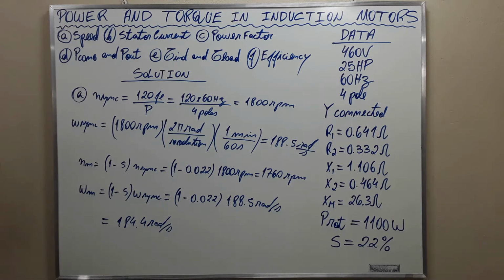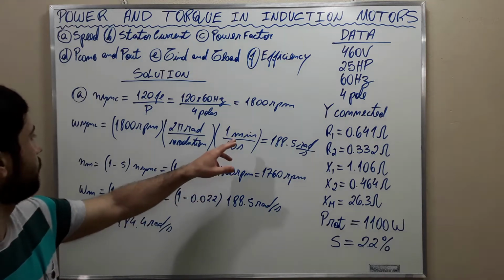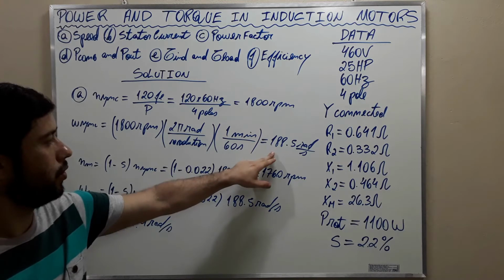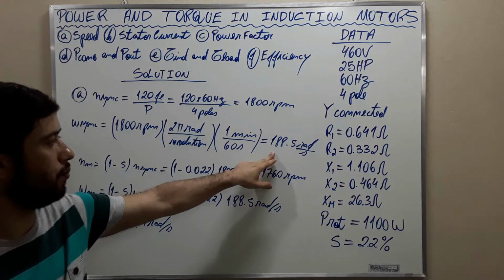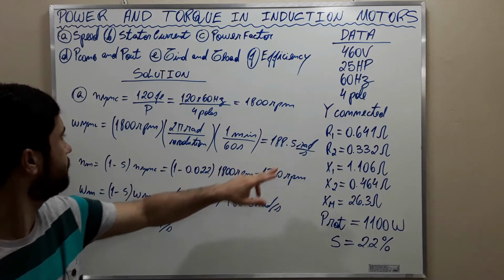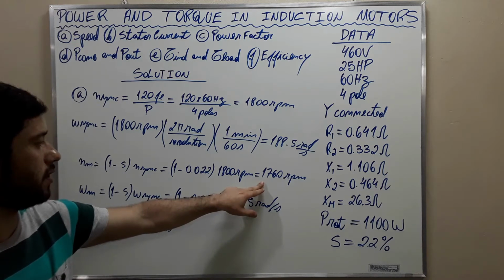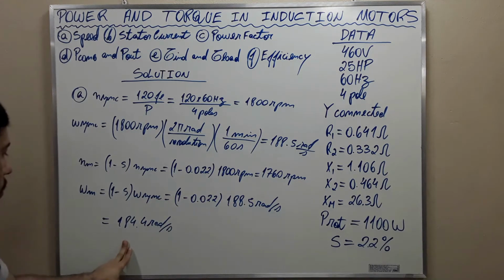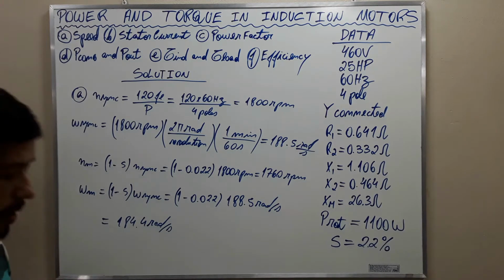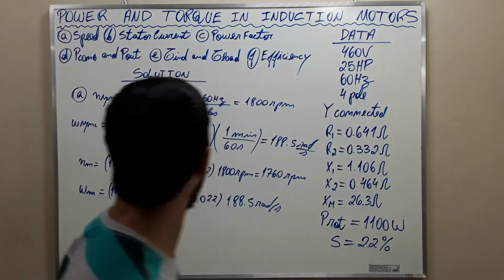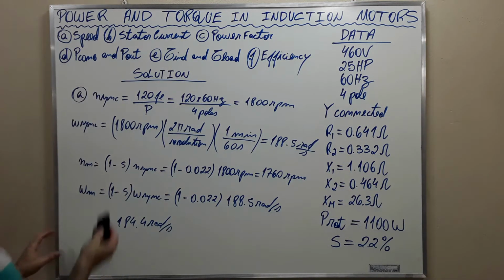These are the results of letter A: 1800 RPM, 188.5 radians per second, 1760 RPM, 184.4 radians per second. Now let's calculate letter B, the stator current.